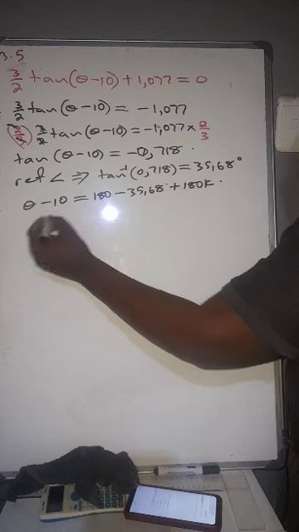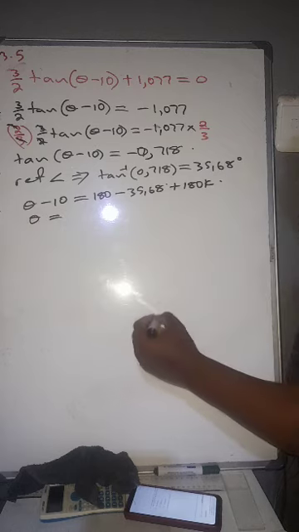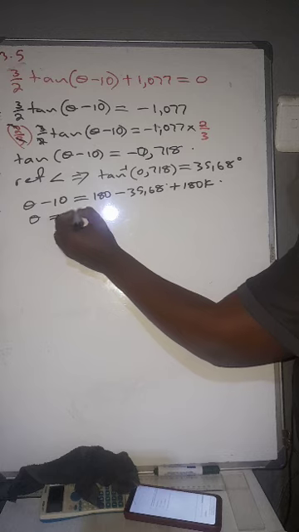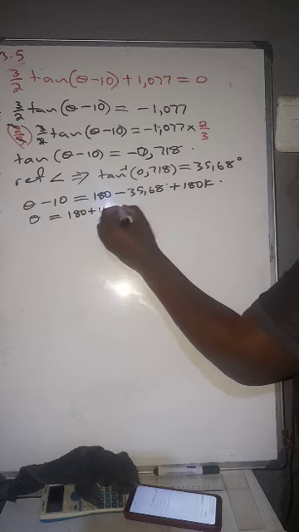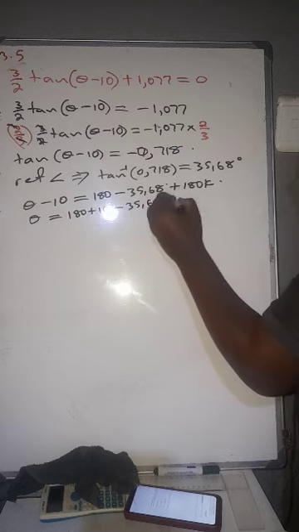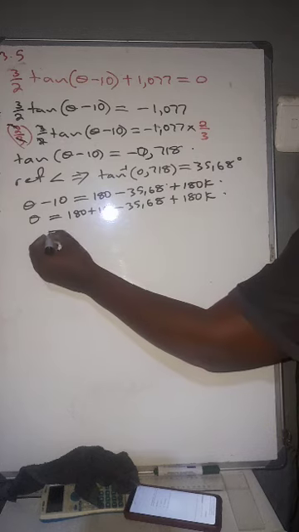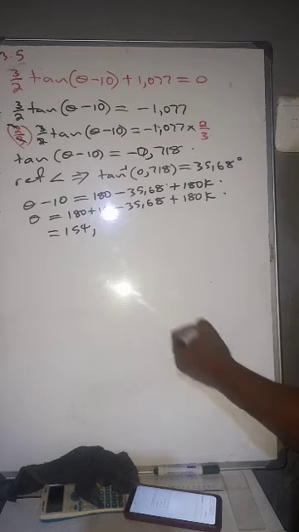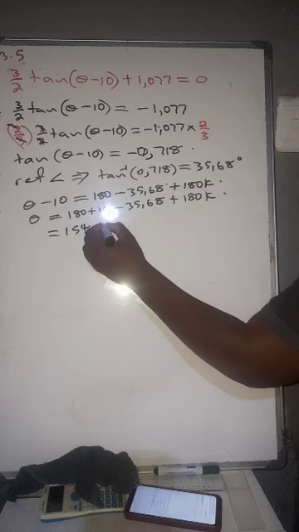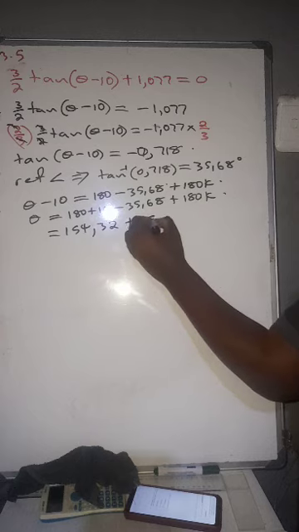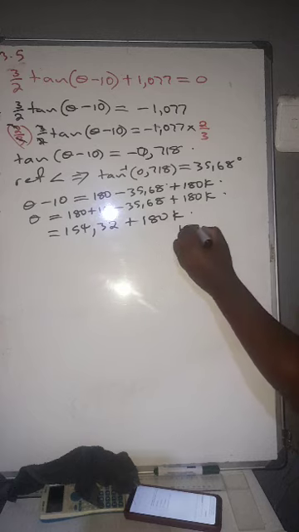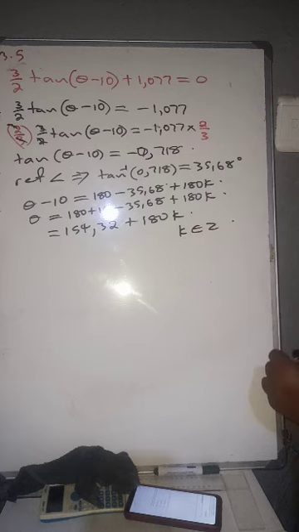And then theta is going to be equal to 180 plus 10 minus 35,68 plus 180k. And then this simplifies to be 154,32 plus 180k, and our k, remember, is an element of z. This is the general solution for tan.